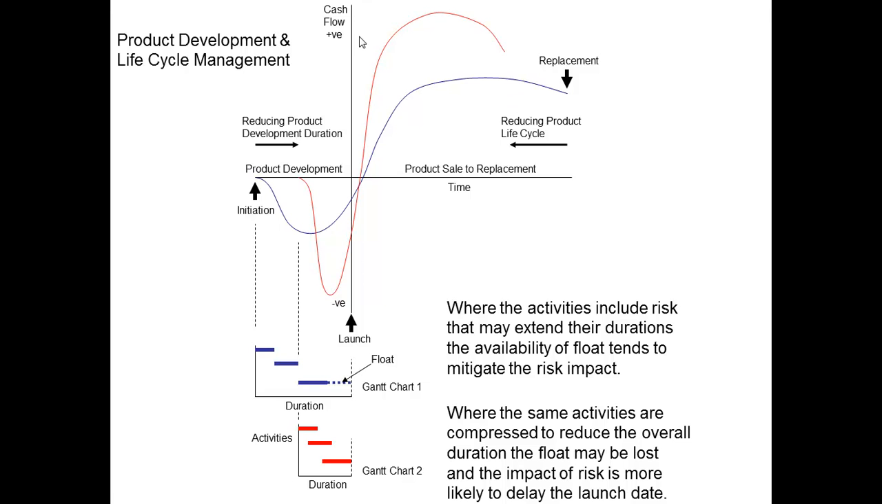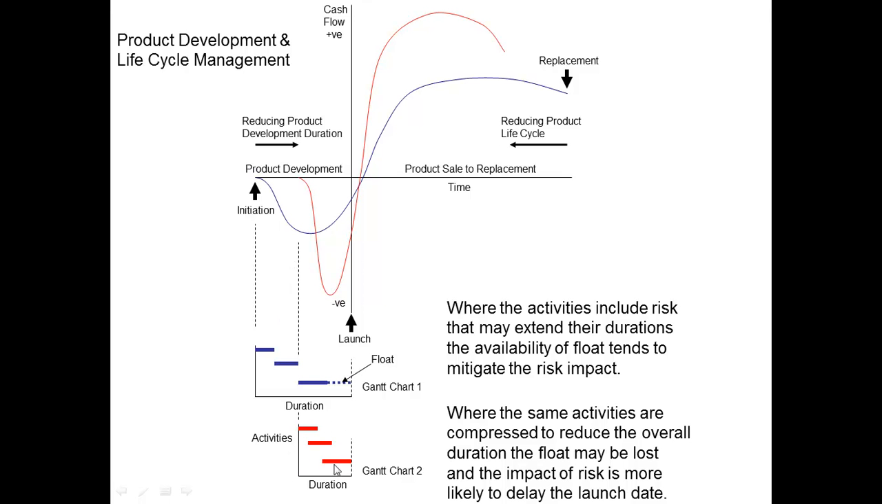And if the life cycle during sales is reducing, then it puts pressure on reducing the design and development duration. And that's what I'm showing here in red. This line is, at first, talking about reducing the duration of product development, and that has implications lower down when we look at the activities.